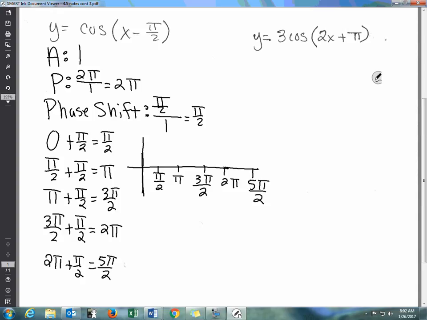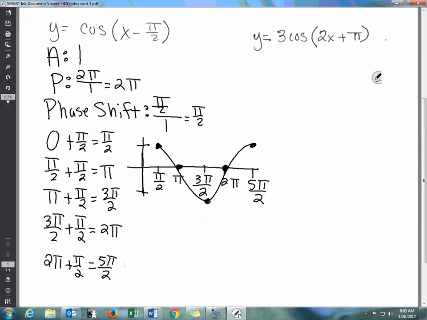Now remember, cosine and sine differ. Sine starts at the x-axis, right? And then you go up or down depending on whether your amplitude is positive or negative. Cosine starts at your amplitude. That's the big difference, right? So because your amplitude is positive 1, I'm going to start at the positive 1 up here, and then it crosses the x-axis at pi, and then at 3 pi over 2, I'm at my negative amplitude. So that's negative 1. I come back to the x-axis at 2 pi, and then at 5 pi over 2, I'm back at my original starting point. So if I connect, it looks like that, right?